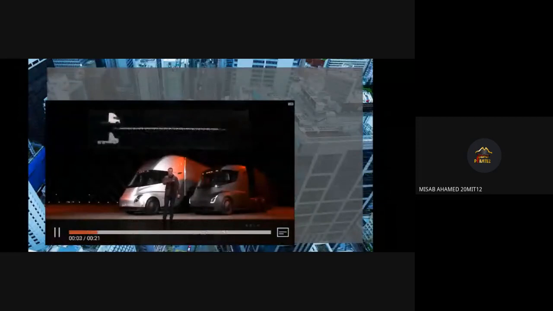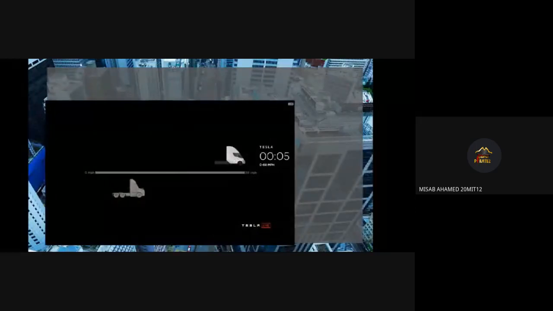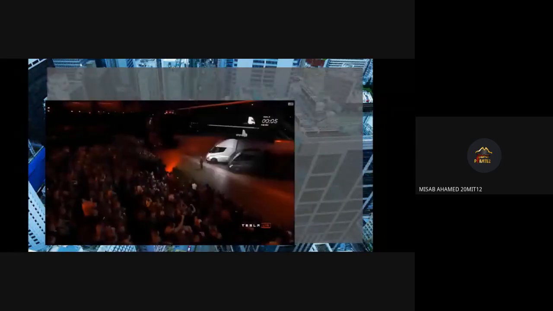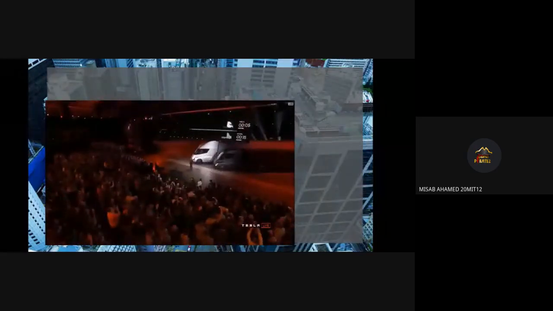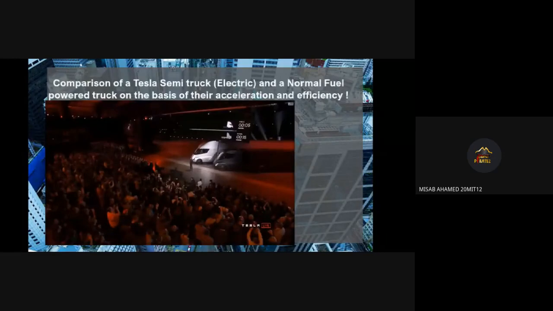Now, here is a comparison of a Tesla truck known as the Tesla Semi, which runs on electricity, with a normal truck that runs on diesel, on the basis of their acceleration and efficiency. Here, we can see that the Tesla Semi truck could reach a speed of 60 miles per hour in just 5 seconds, whereas the other is slow, and it takes 15 seconds to reach that speed. It is a huge difference, as we all know.